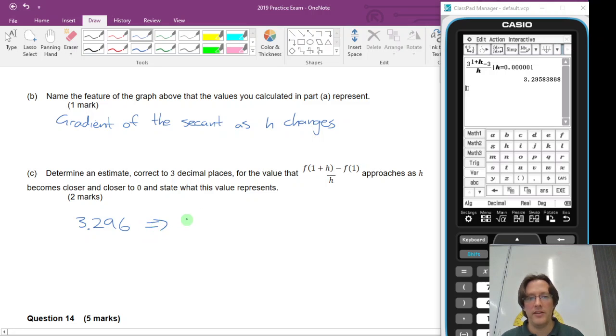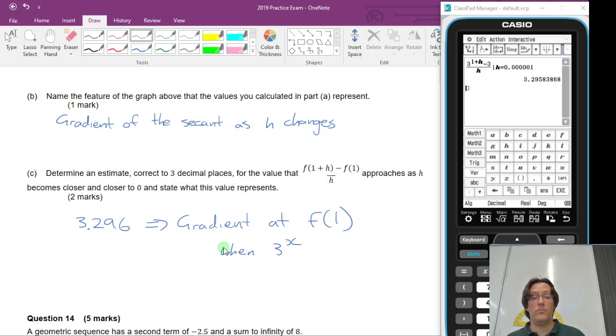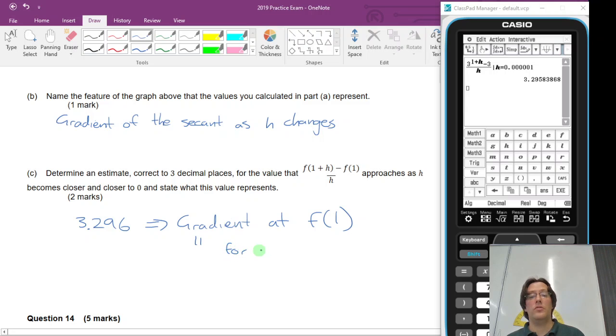What does this represent? This represents the gradient at f of 1. So that represents the gradient of 3 to the power of x when x equals 1.